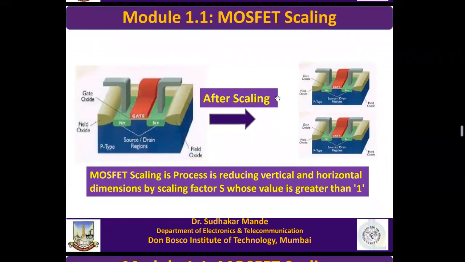So let us understand MOSFET scaling. This is our original MOSFET. After scaling, we are reducing its width and length. In the given area, I can put 2 transistors. Can you see? Before there was only 1, and here 2 transistors. So MOSFET scaling is a process of reducing vertical as well as horizontal dimensions by a scaling factor S. Remember, the scaling factor S has a value greater than 1.